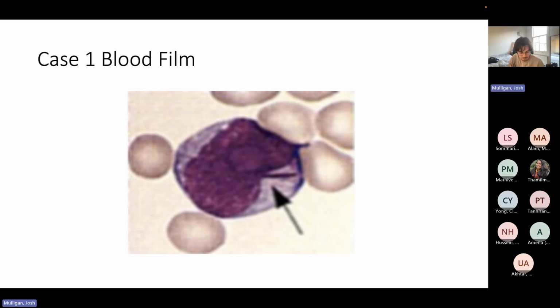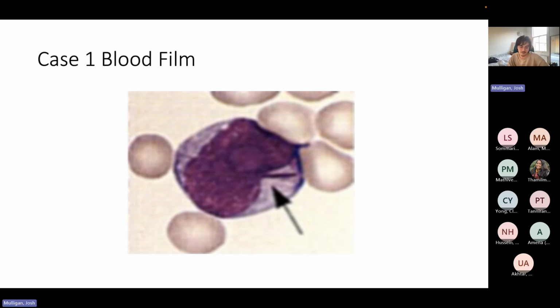So Auer rods are basically these odd structures found within the cytoplasm, and it's typically associated with acute myeloid leukemia. So the myeloid side of the stem cell tree, if you know how things differentiate, gives rise to granulocytes, like your eosinophils and macrophages, and all of these cells have loads and loads of granules in them.